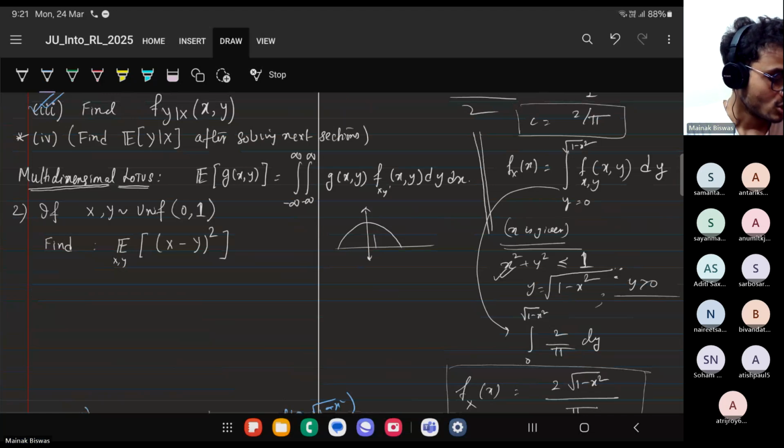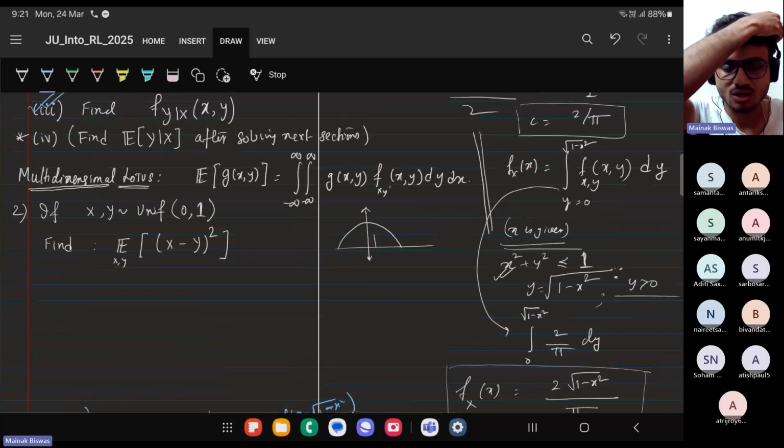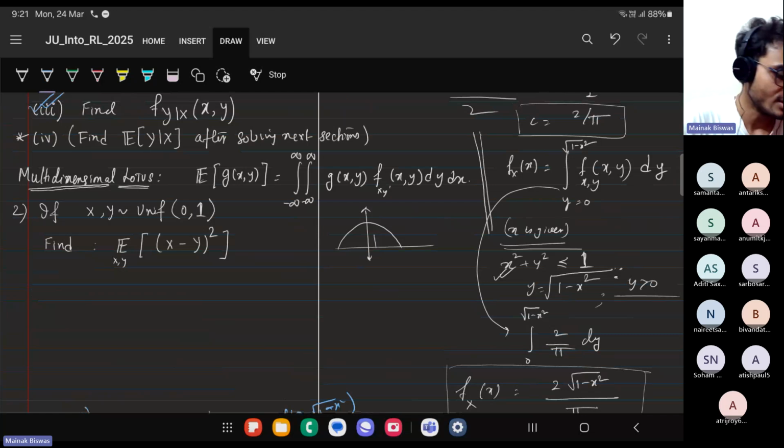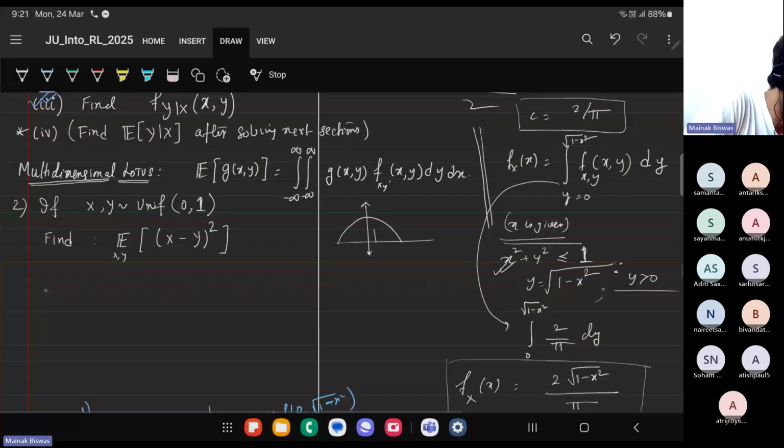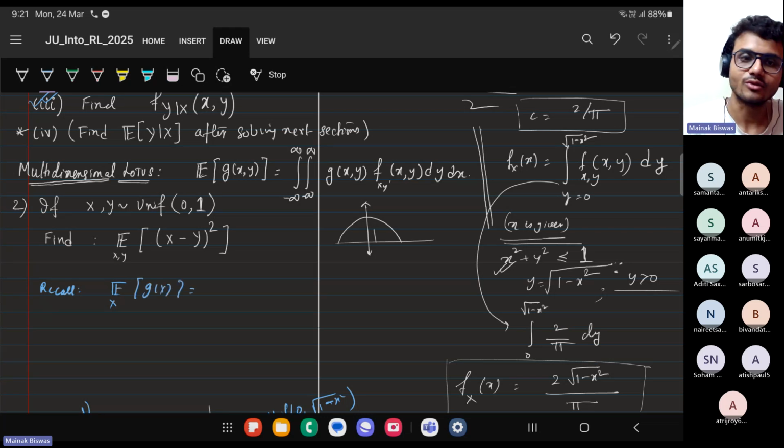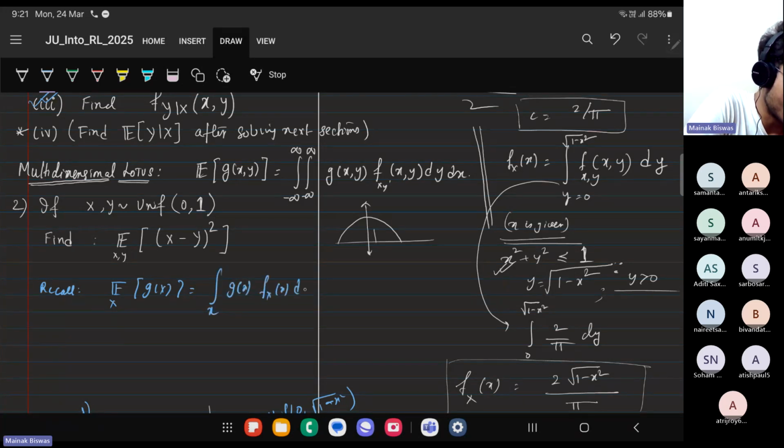Fine. So now let's solve a question for multivariate or multidimensional LOTUS. So we have seen last time, recall that the expected value of a function g of a random variable x, by LOTUS for a single random variable, is the integral of g of x, the density of x, dx. Yes or no?